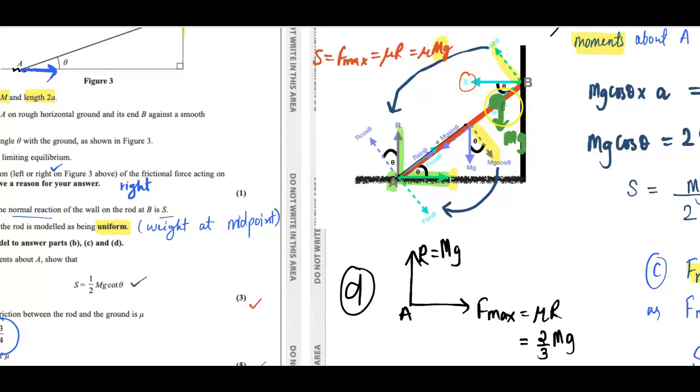Now if mg is shifted, when we talk about the moment about A, initially mg was at the midpoint, now it is shifted to this point, so the moment about A would be larger. Because the moment about A is larger, it's increasing, then S will also increase. It will change the value of S. Does that make sense?